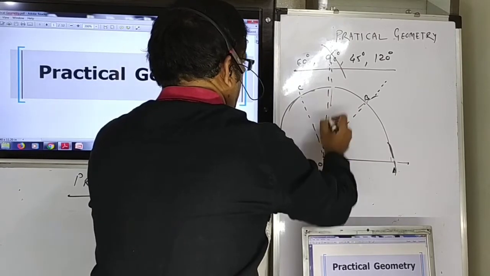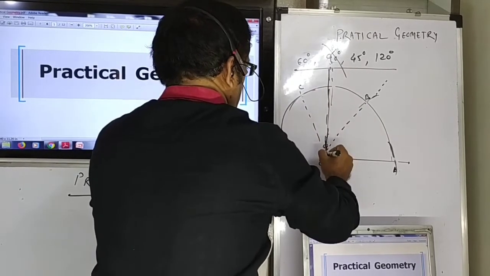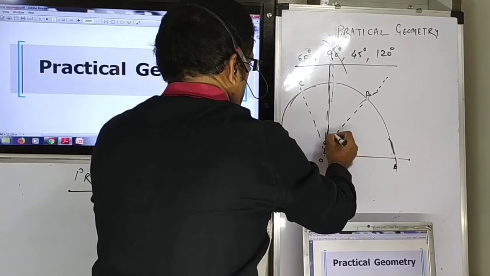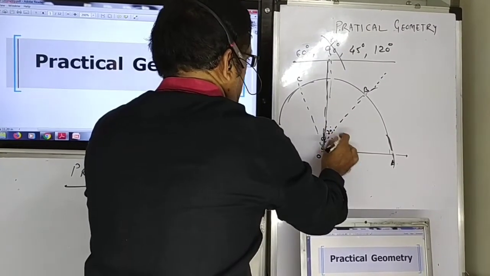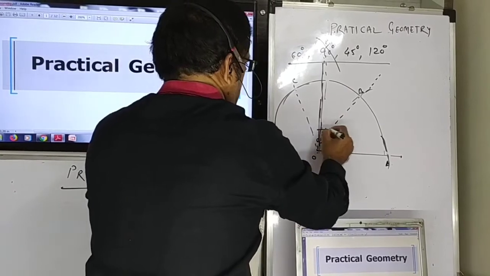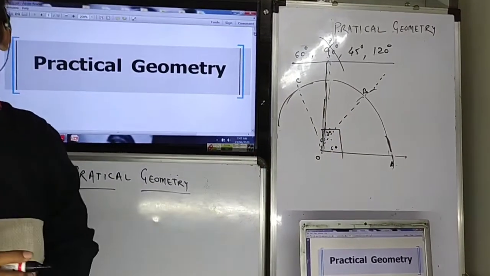If we join this OP, then this angle is divided into 30 degree, 30 degree. 30 plus 60, that is equal to 90 degree. This angle is 90 degree.